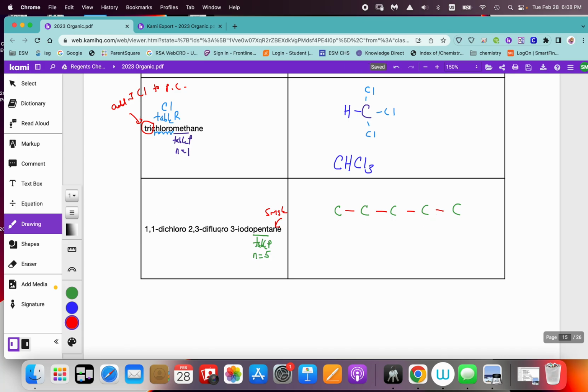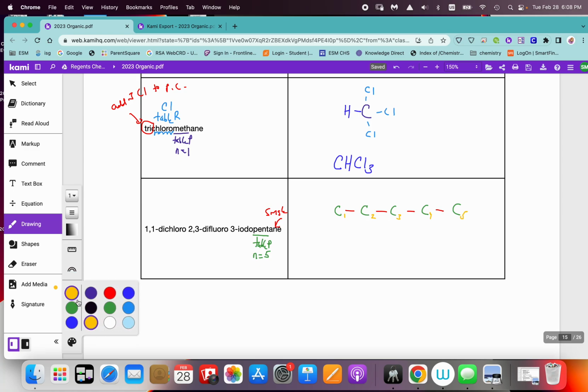Now I see number locations. So right away in my structure, I'm just going to number my carbons 1 to 5. And when I'm drawing, I go left to right just to be systematic. So carbon 1, 2, 3, 4, and 5.